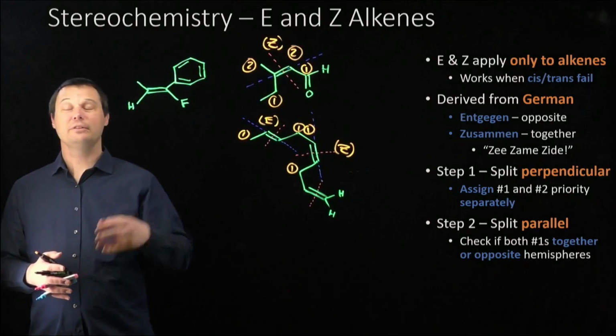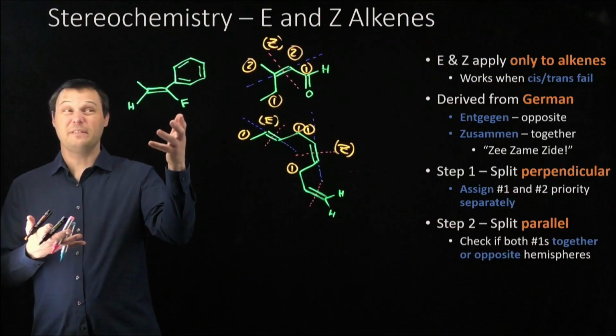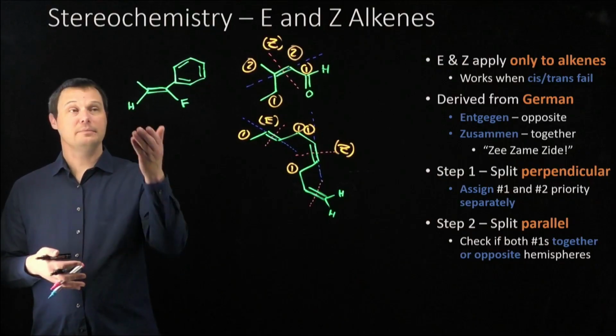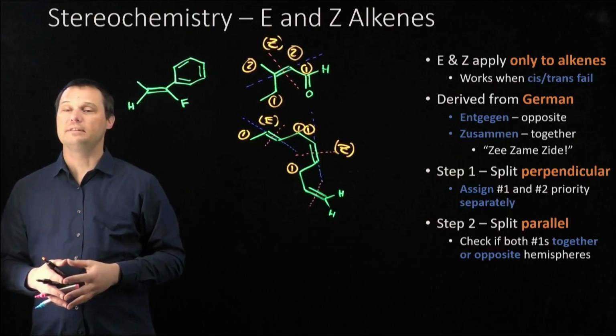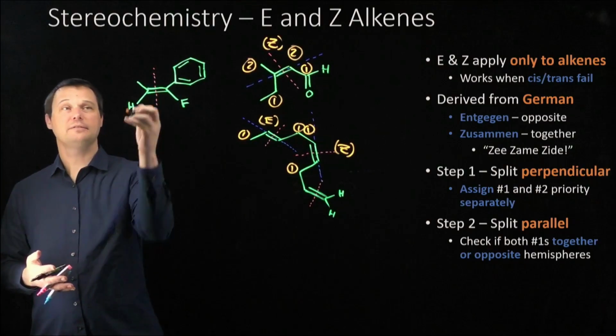This last example illustrates an important point. When students try to assign E and Z labels based on the feel of the molecule, they'll often guess wrong. Take a second on your own, pause the video, see if you can assign this molecule an E or a Z label. First, we'll split the alkene perpendicular to the alkene. No issues on the left side of the molecule.